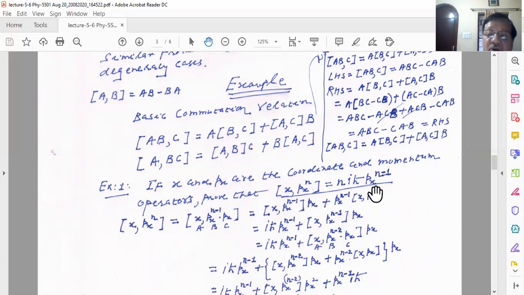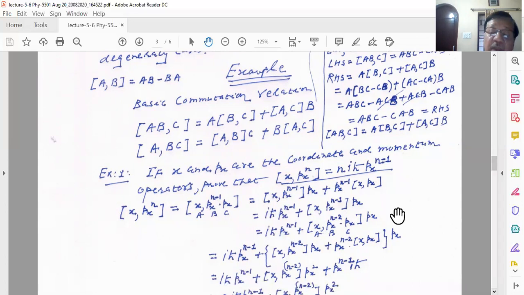Now you see this commutator of x with px, they do not commute with each other, which we have studied in my previous classes also, that x does not commute with px. So this commutator is always given by i h cross. So this is i h cross px raised to n minus 1, which I am writing here. And this commutator I am keeping as it is, x, px raised to n minus 1, then px. Now once again I am keeping this term as it is, i h cross px raised to n minus 1.